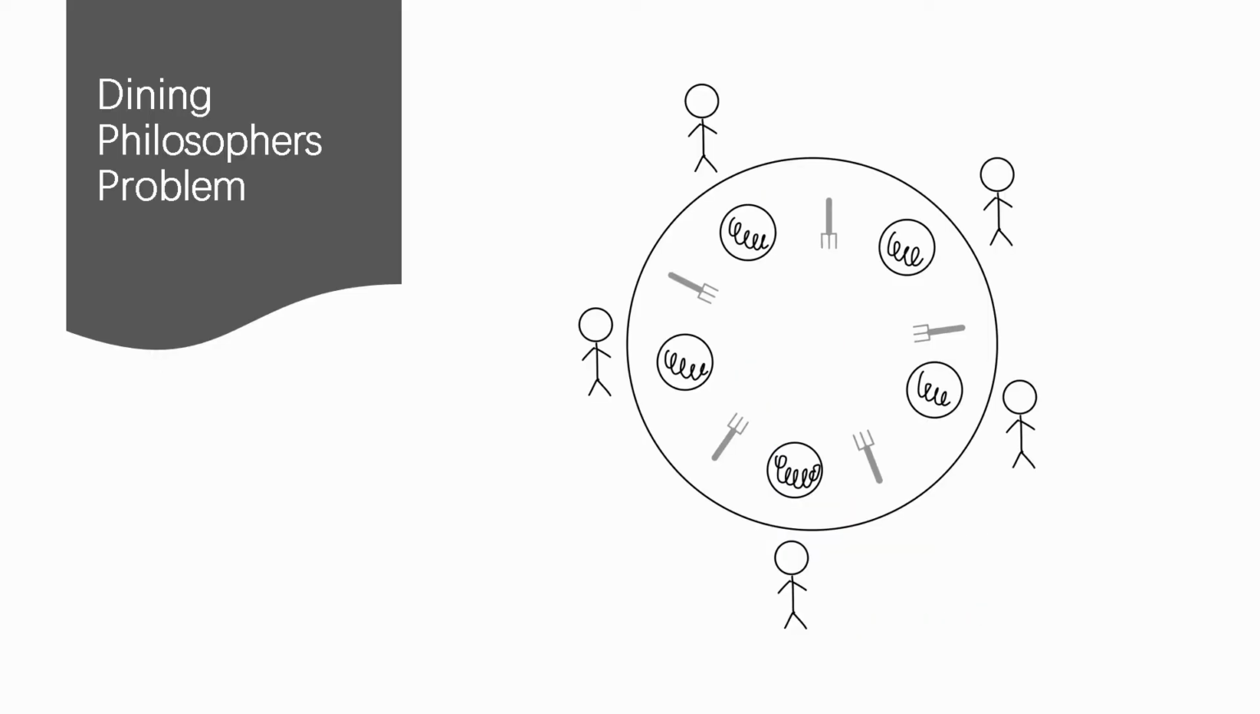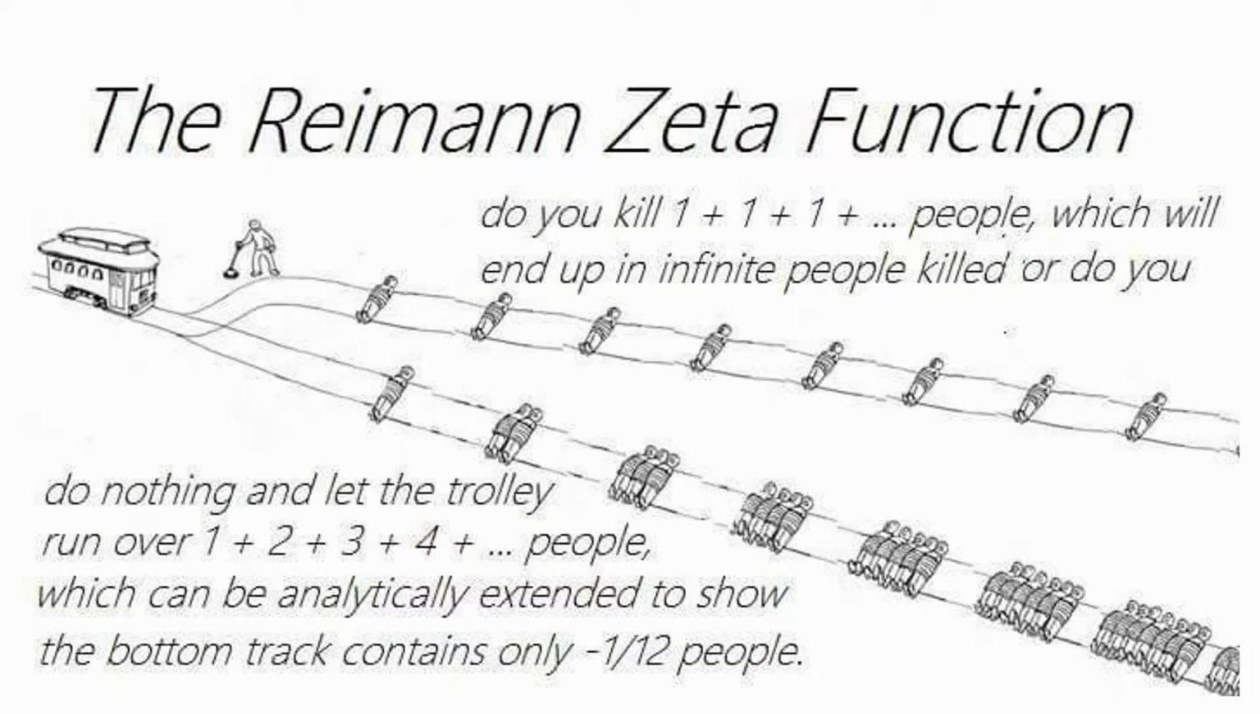Now let us do the dining philosopher's problem. This problem was introduced by Dijkstra in 1965. As the graph shows, 5 philosophers are sitting at a round table with plates of spaghetti. Forks are placed between each pair of adjacent philosophers. There are 5 forks in total. Philosophers can either do some thinking or eat.